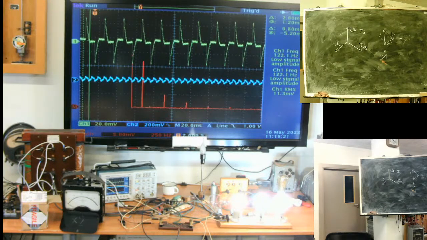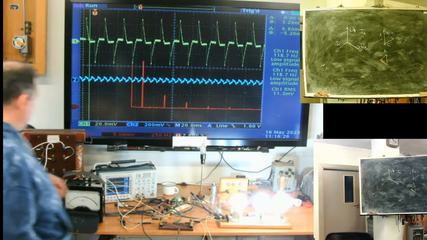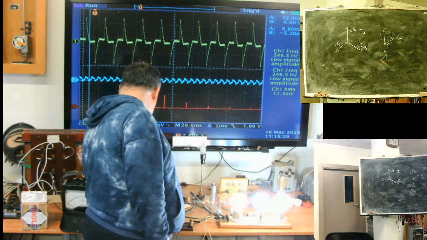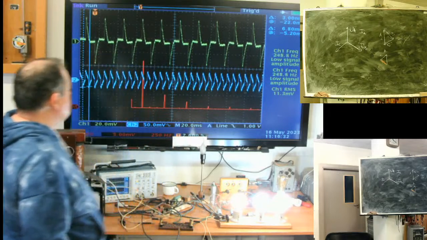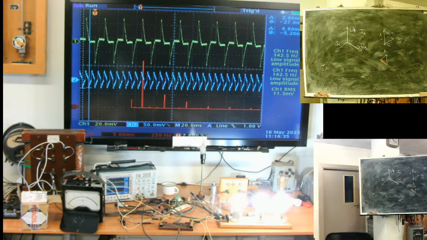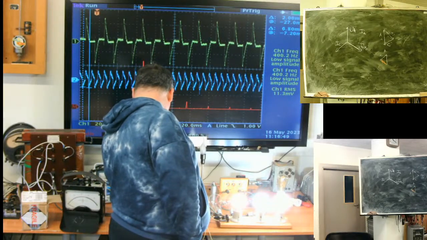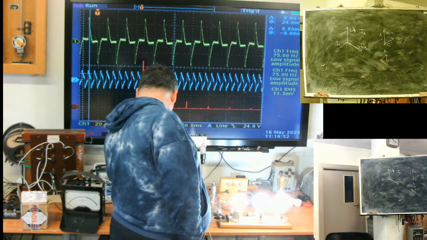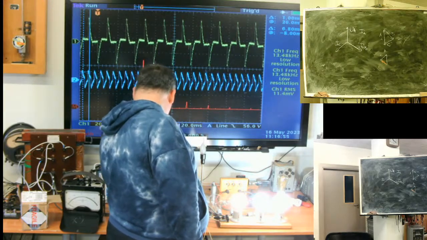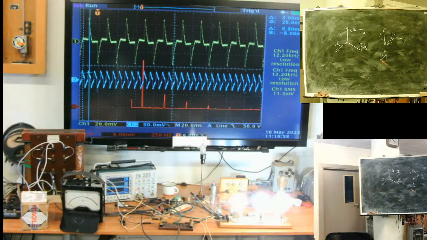Why? Because it has a DC stage on the input. And the blue line is a neutral current. What's the frequency of it? Can you answer? What's the main frequency of the blue signal?